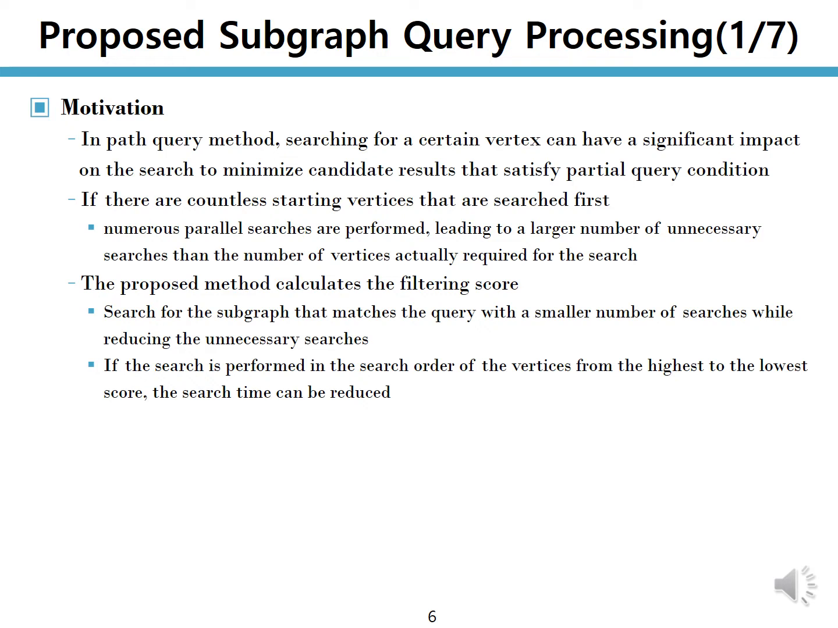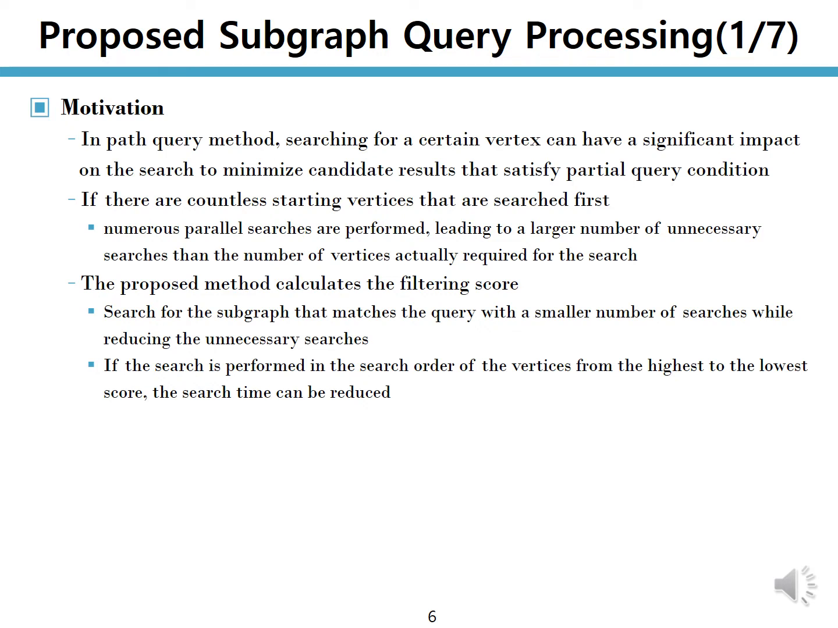In the path query method, searching for a certain vertex can have a significant impact on the search to minimize candidate results that satisfy partial query condition. If there are countless starting vertices that are searched first, numerous parallel searches are performed and then lead to a larger number of unnecessary searches than the number of vertices actually required for the search. So the proposed method calculates the filtering score to search for the subgraph that matches the query with a smaller number of searches while reducing the unnecessary searches.